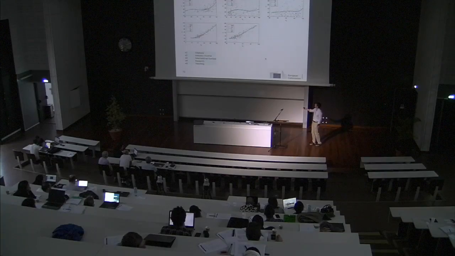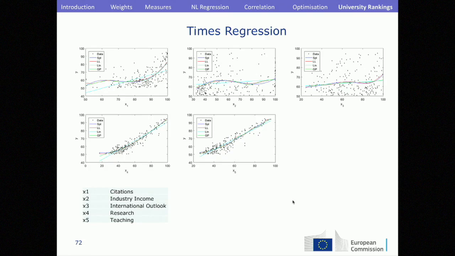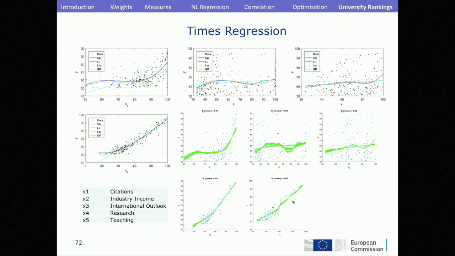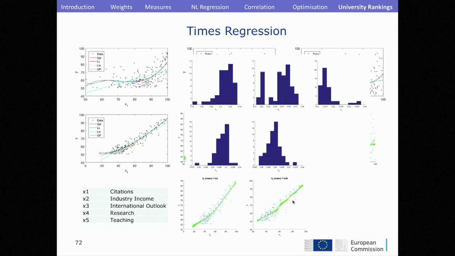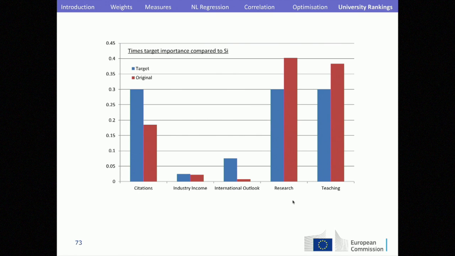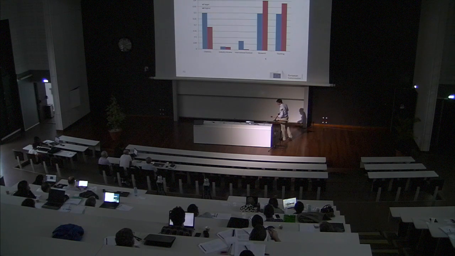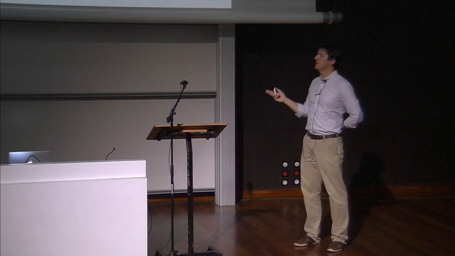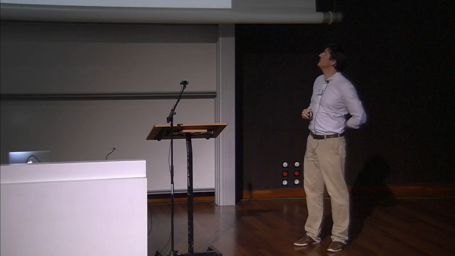We can do the same with the Times. We get the same kind of things, some non-linearities. You can see there's some quite strong dependence in some cases. The Gaussian process, again, gives us some confidence intervals. We use the fits to give ourselves histograms. And again, when we look at the difference between the target importance and the actual importance, we find that in this case, citations are actually undervalued. Industry income is about right. International outlook is quite wrong. And research and teaching are a bit more important than they should be, okay? So that's the first thing.